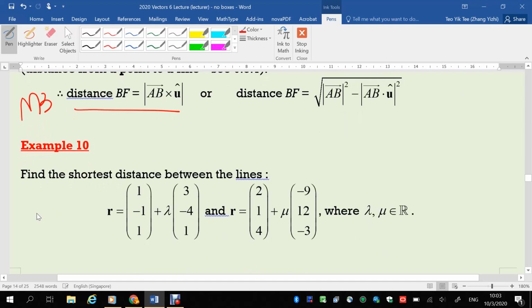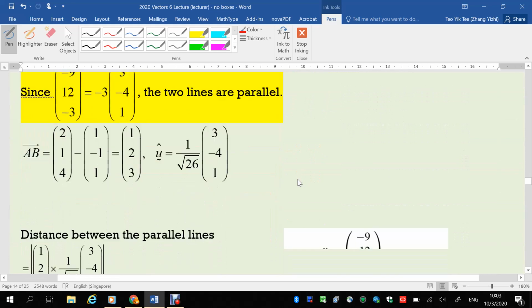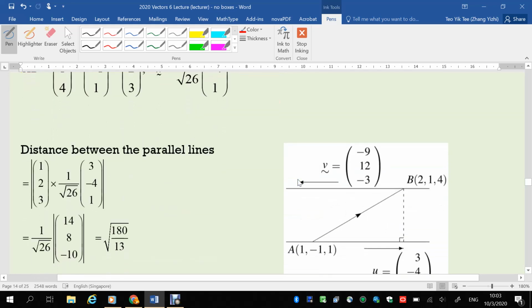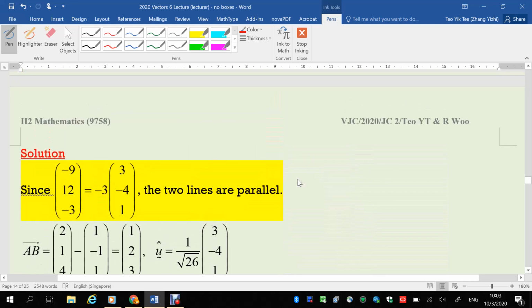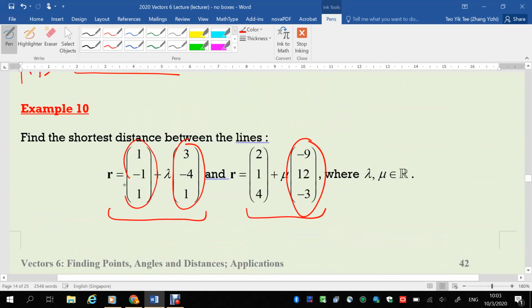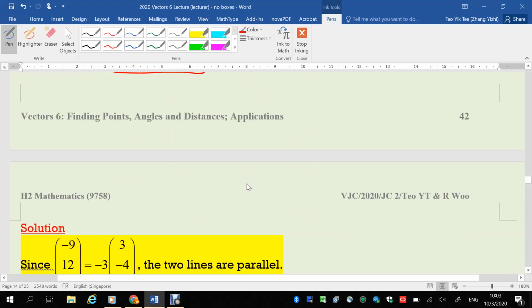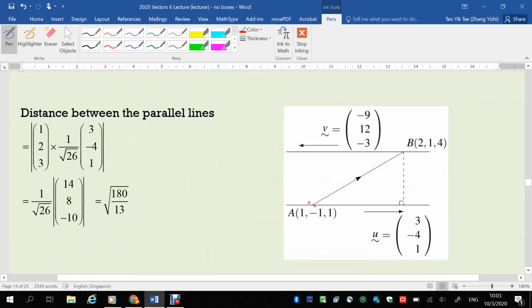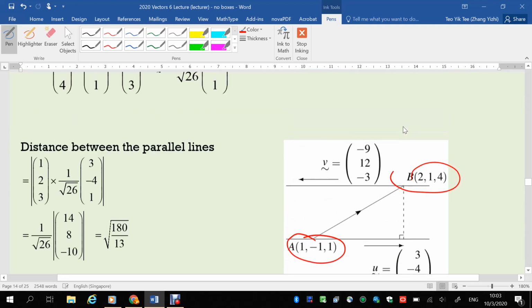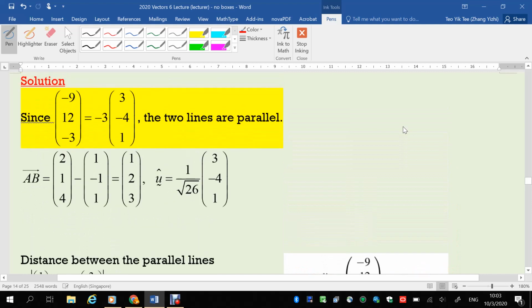One example to run you through: find the shortest distance between the 2 lines given. Line 1, line 2, observe, they are parallel. Next, you need to try and visualize what's happening, so you try and draw. Fit in where is this point, fit in where is this point. In the diagram given to you, I fit in point A to be here, and point B to be here. Can I find vector AB? Vector AB is found by OB minus OA.